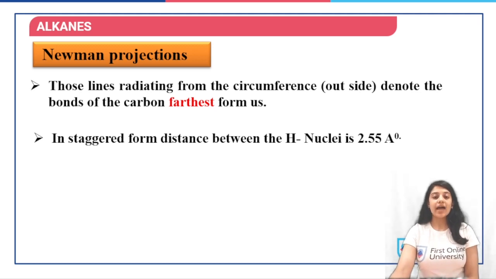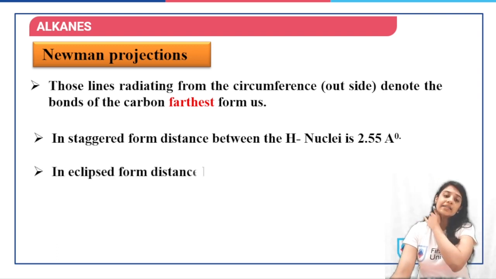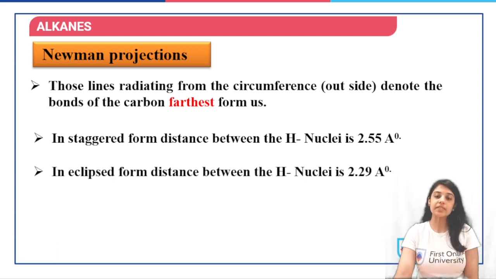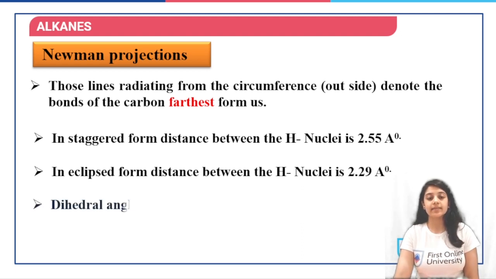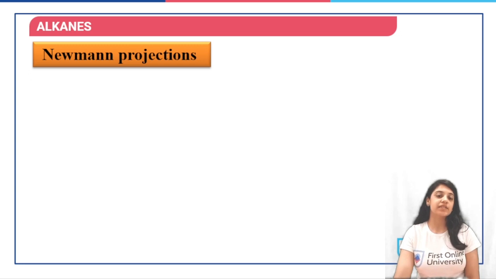Now, in case of staggered form, the distance between the hydrogen nuclei is 2.55 angstrom. And in the eclipsed form, the distance between the hydrogen nuclei is 2.29 angstrom, because in case of eclipsed form, the hydrogen atoms are as close to each other as possible, and therefore the distance is less. The dihedral angle in case of eclipsed form is 0. In case of staggered form, it is equal to 180 degrees.